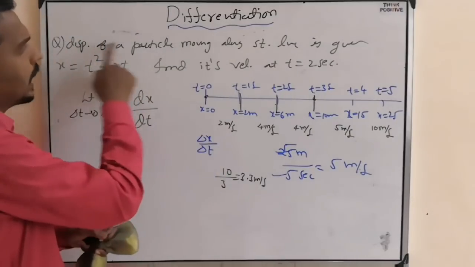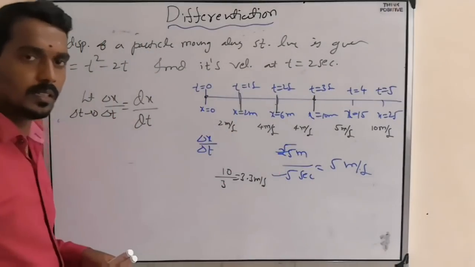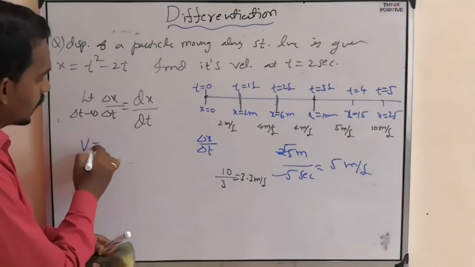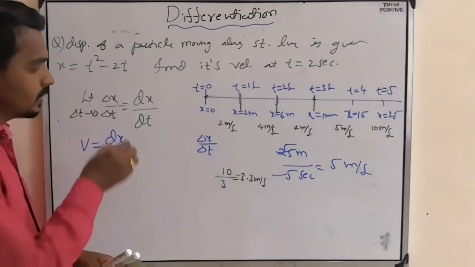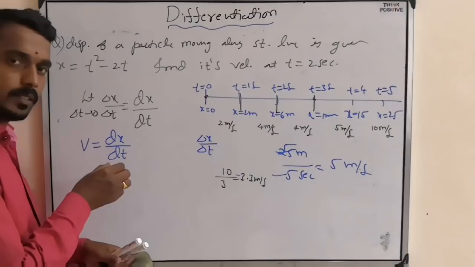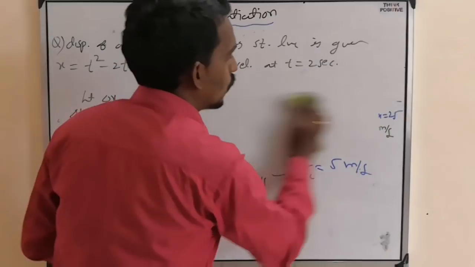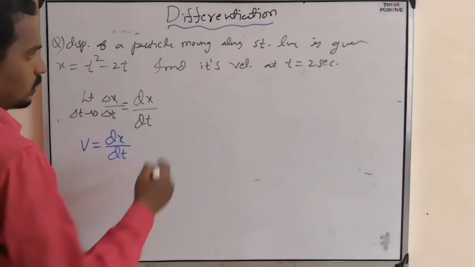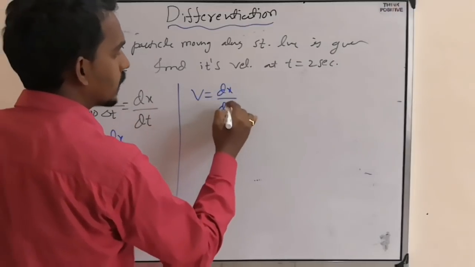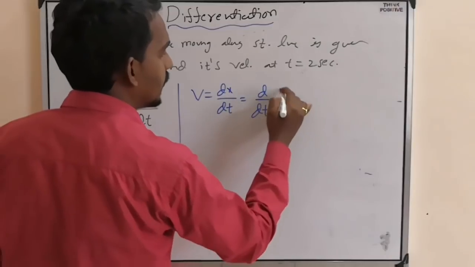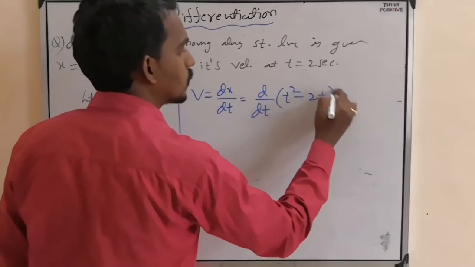Now in the question, if you see, they have given displacement and asked to find its velocity at 2 seconds. That means velocity is nothing but dx by dt, the change in displacement with respect to time. At what instant? At t equal to 2 seconds. So what you can do now: v equal to dx by dt. So d by dt of x, and they have given t square minus 2t.